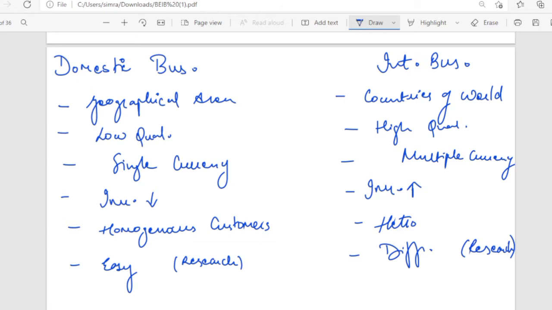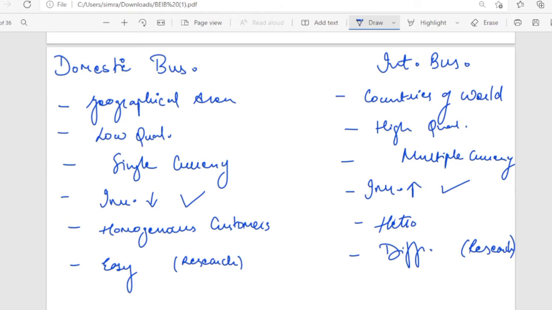Similarly, currencies. When you are transacting in your own country, only a single currency is used, whereas when you are transacting internationally, multiple currencies are used. The next point is that in domestic business the investment will be lower, and here the investment will be higher. So investment will be lower means what?